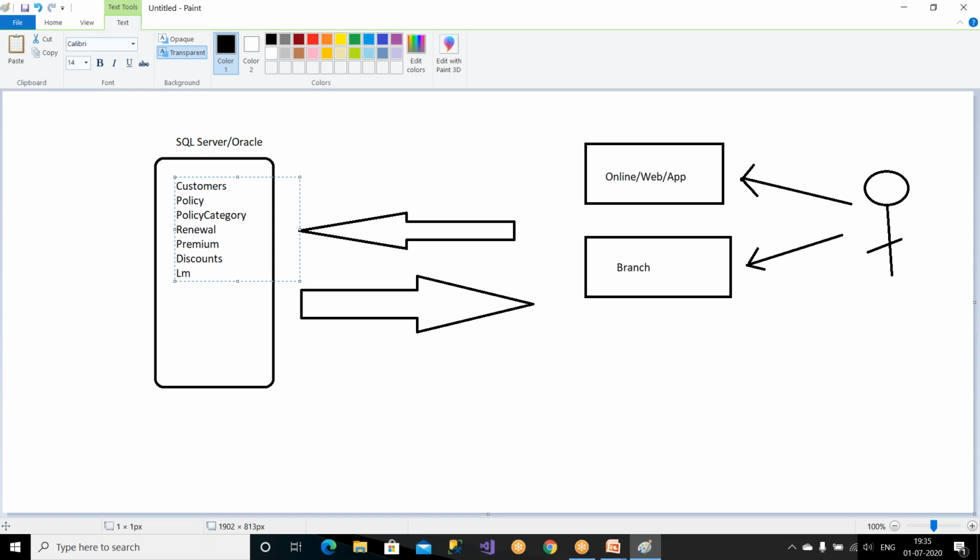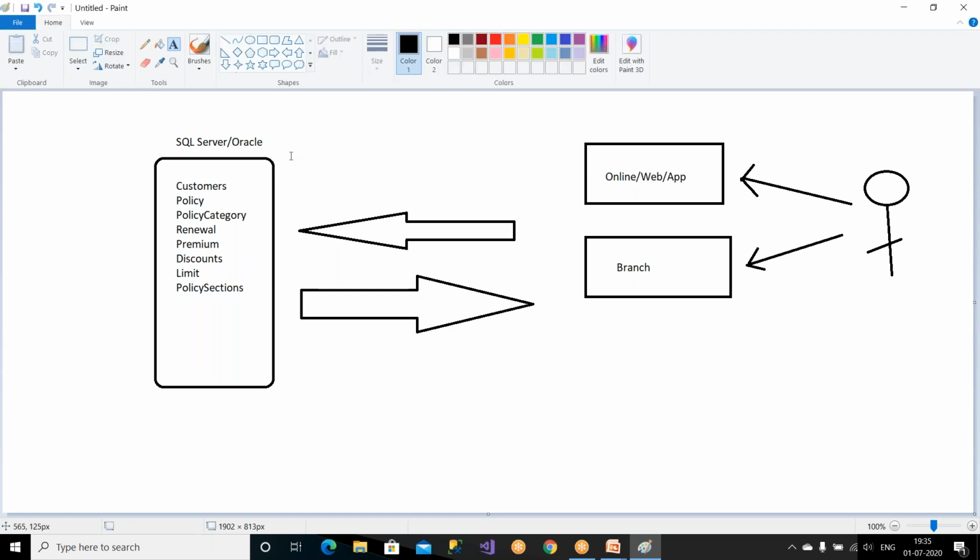A policy also has a limitation. For example, if you buy a cancer policy, the limitation is, let us say, $10,000 per annum. That is the limitation. Or let us say 2 lakhs is the maximum coverage for this, or 10 lakhs is the maximum coverage for this. That is the limit amount. So you have a premium amount, you get a discount, you have a limit amount, you have a policy coverage, you have a policy section. Lots of tables are available. You are going to be storing the data in these.